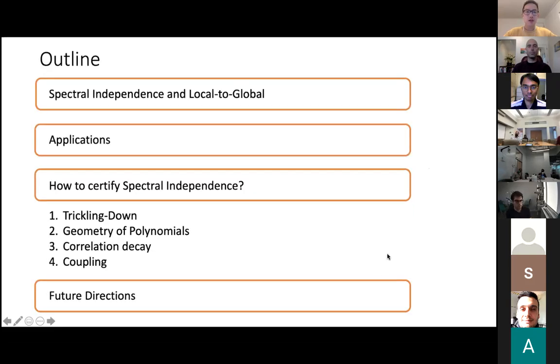Okay. So the outline of my talk is the following. I'm going to introduce this notion called spectral independence, and this is our notion of limited correlations. I'm going to talk about some local to global phenomena that these objects exhibit, or basically how to get from spectral independence to rapid mixing. I'm going to talk about some applications, and then I'm going to talk about a big laundry list of methods that we now know that give you spectral independence. Okay, any questions about the setup?